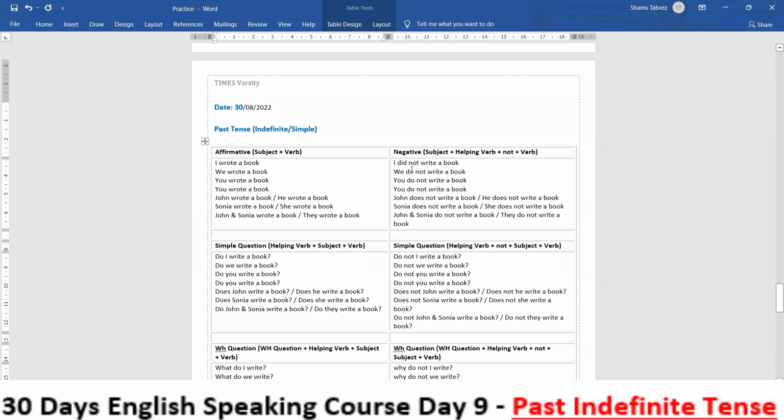Right? Similarly, for the second sentence, we did not write a book. Simple. Then, sorry, this is did not, right? We did not write a book. Similarly, you did not write a book. Please read out the sentence and then translate in English or in your own mother tongue.